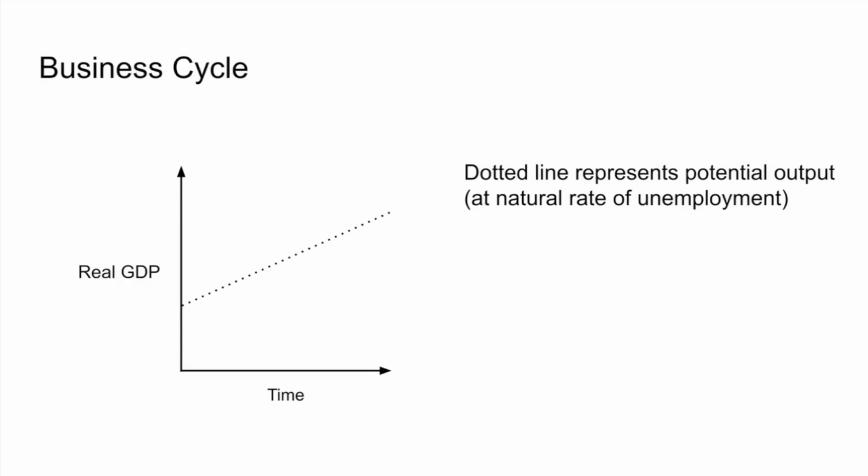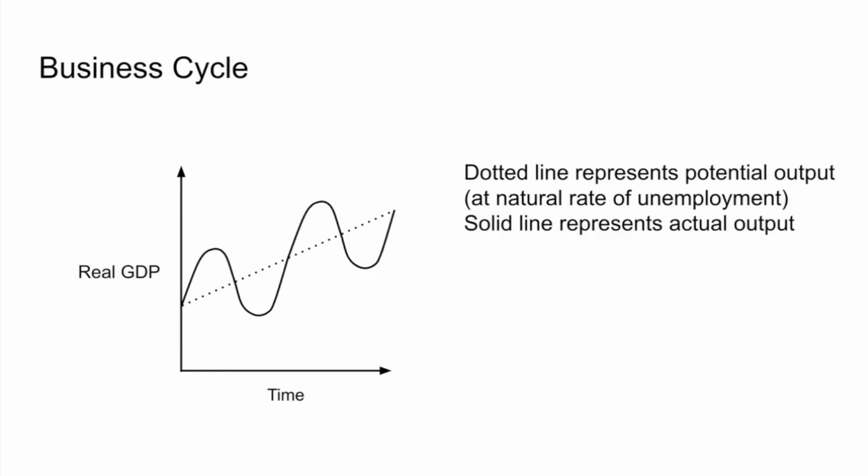And here's the business cycle. So we have time on the x-axis and real GDP on the y-axis. This dotted line right here represents potential output, which is the output at the natural rate of unemployment. Remember, natural unemployment includes frictional and structural, and potential output steadily increases because as technological advances occur, productivity and real GDP can increase. However, in reality, the economy actually goes up and down.